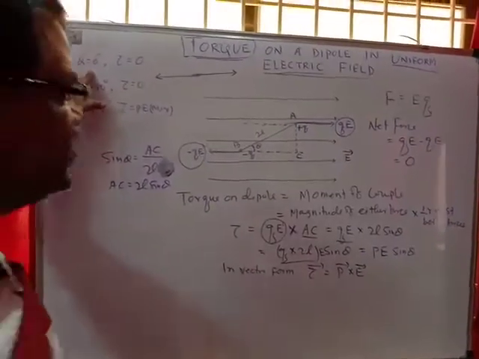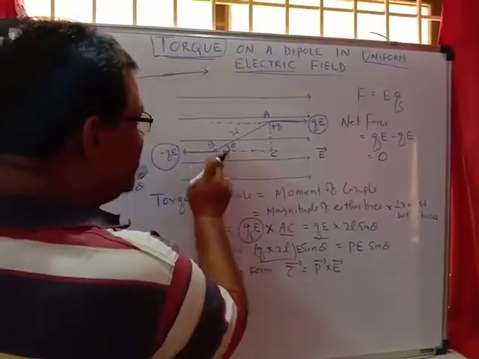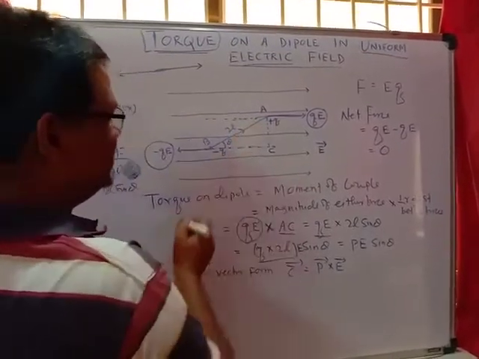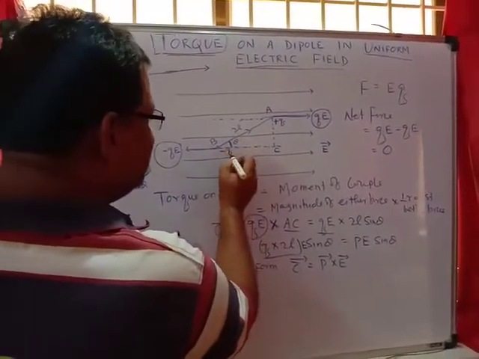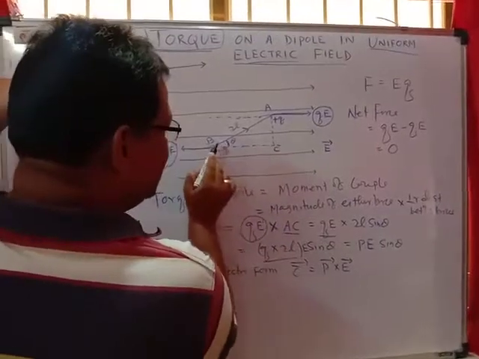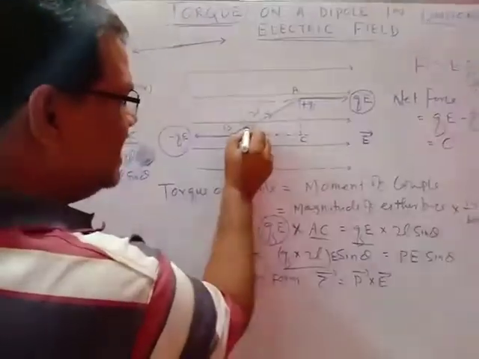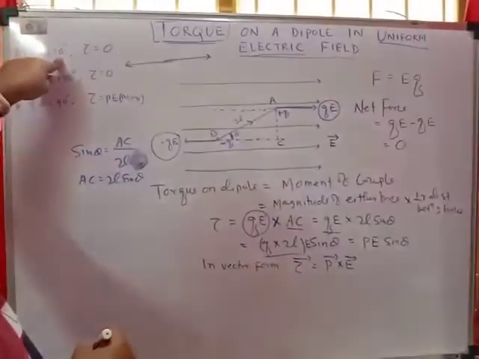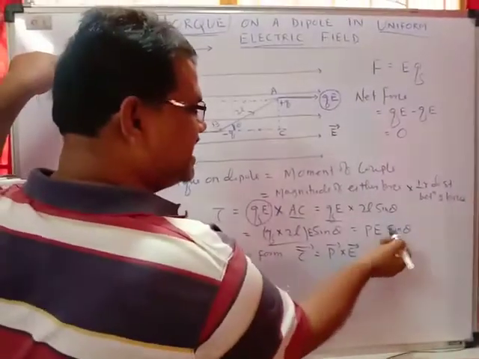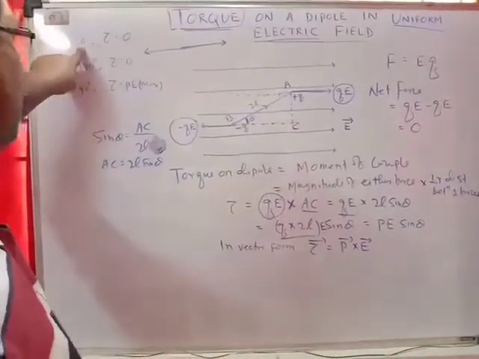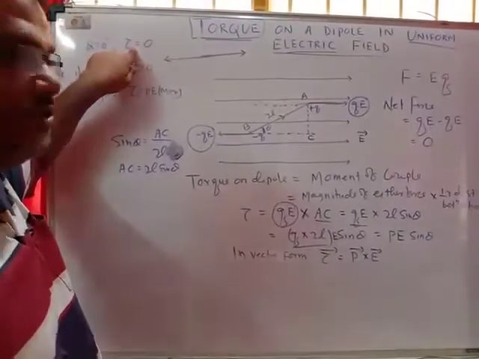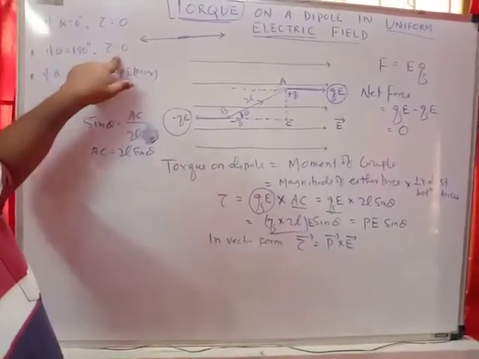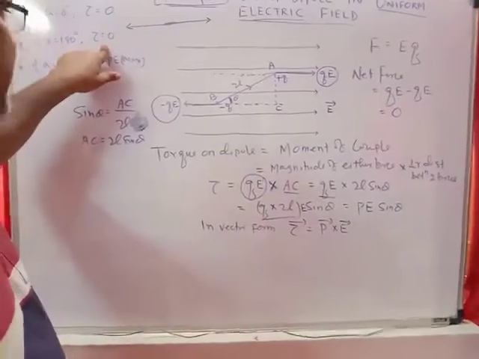Just keep in mind that the direction of the dipole moment is always from negative to positive, like that. This is the angle theta, because the electric field intensity is along this way and the dipole moment is along this way. If theta equals 0 degrees, what will happen? According to this formula, sine 0 is 0 and the torque acting on the dipole will be 0. Similarly, if theta equals 180 degrees, the torque will be 0, because sine 180 is also 0.